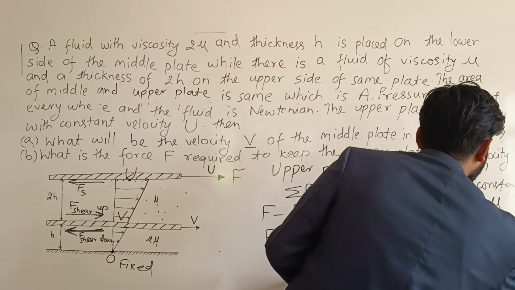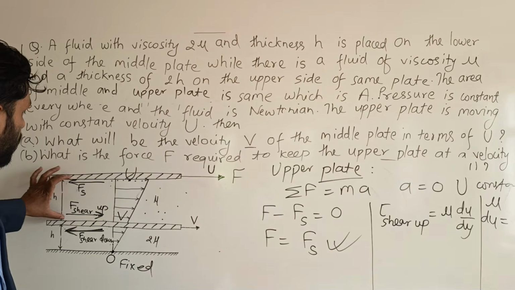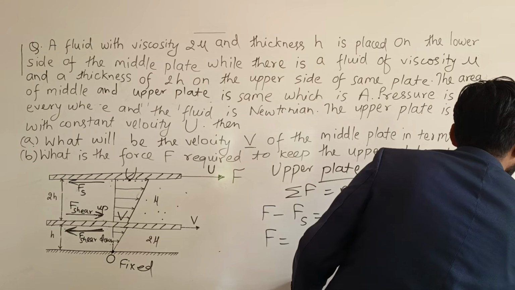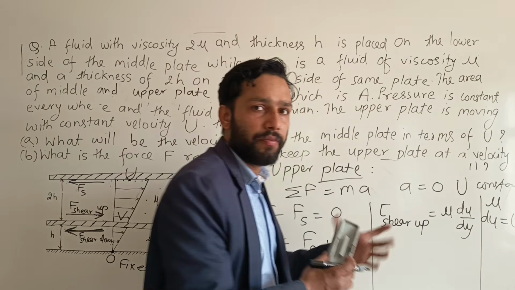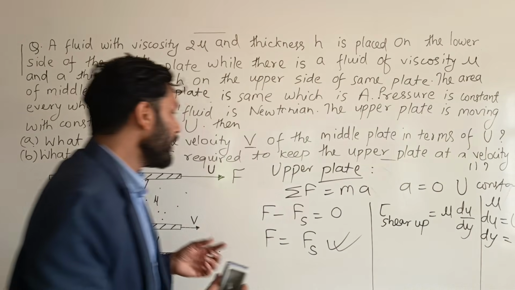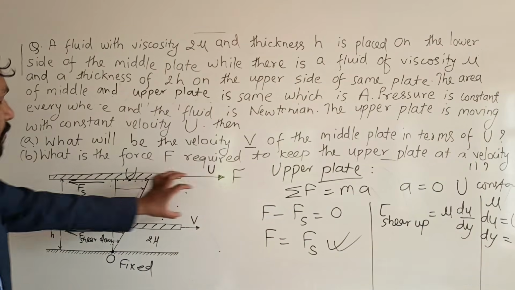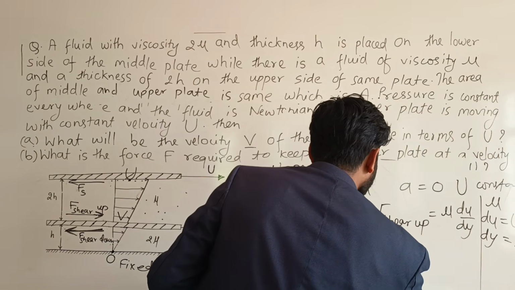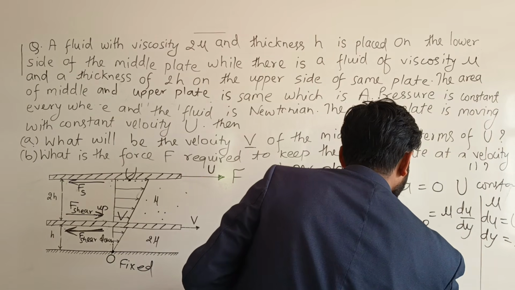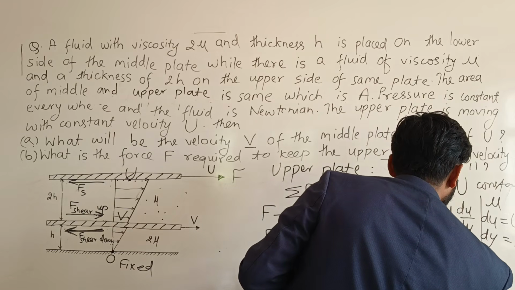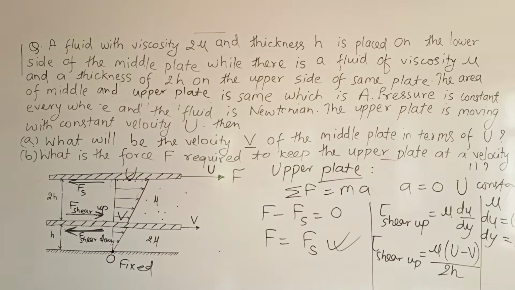du at the upper portion is u minus v. We have already done this one, so I am repeating it. So u minus v, and dy is how much in the upper portion? dy is 2h in the upper portion. If you substitute here, you are going to get tau, that is mu times (u minus v) divided by 2h. This is the shear stress tau.